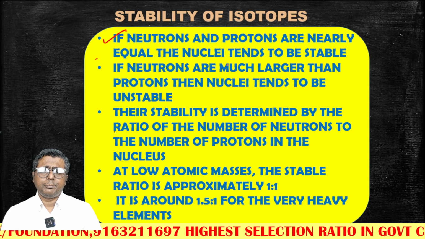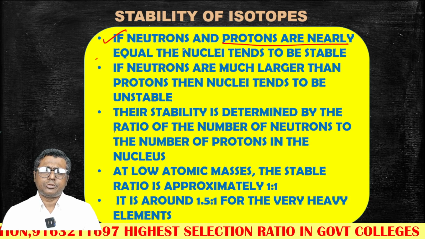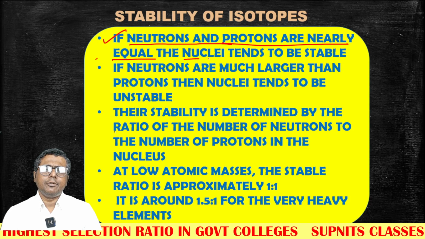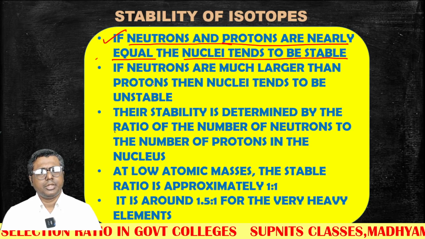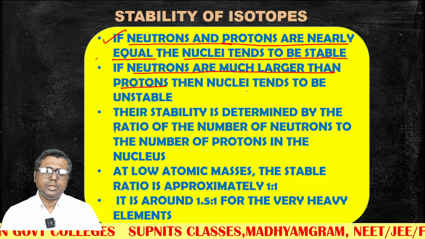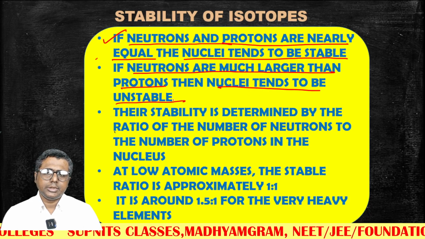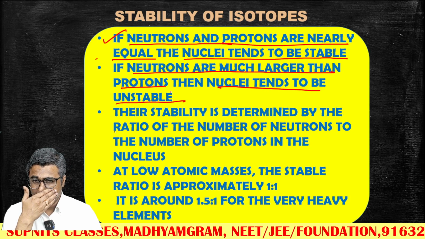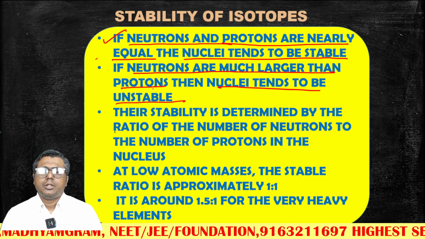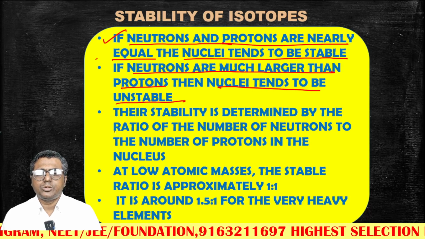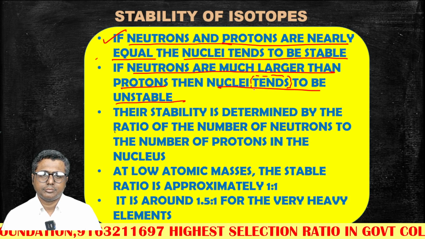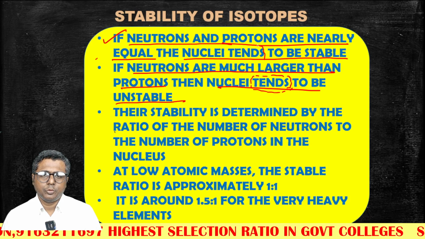If neutrons and protons are nearly equal, then the nuclei tends to be stable. But if neutrons are much larger than the protons, then the nuclei tends to be unstable. This statement you are going to find in any class 10th level books, and this is what you should know. However, this is not universally true, so that is why I have added this word "tends" in both the cases.